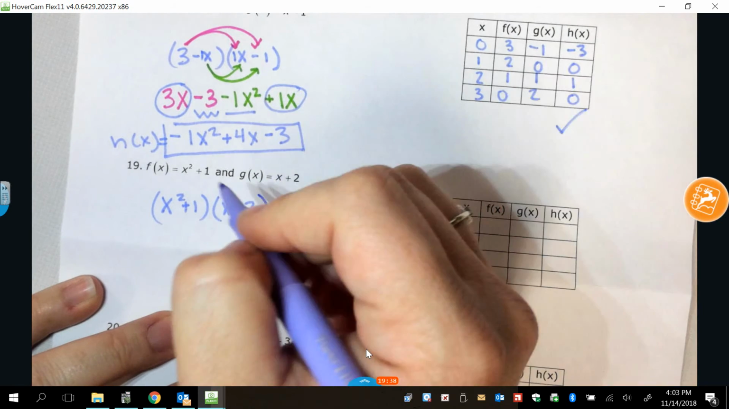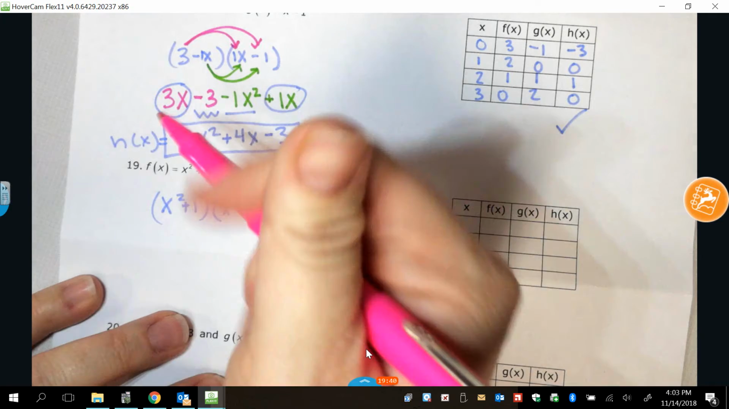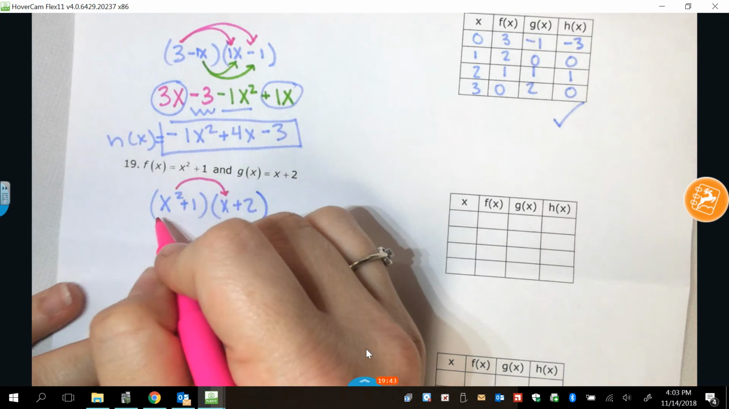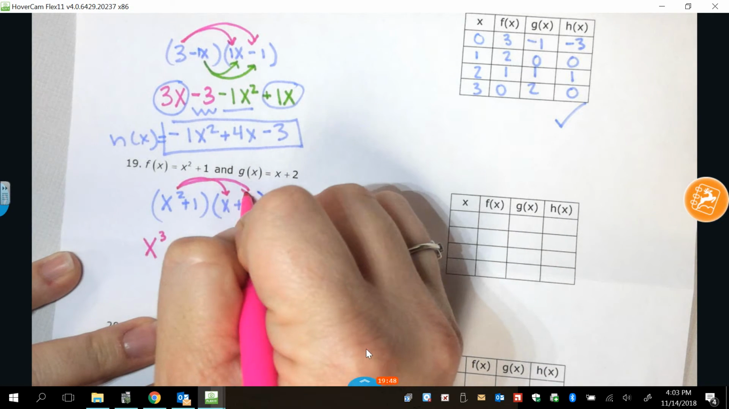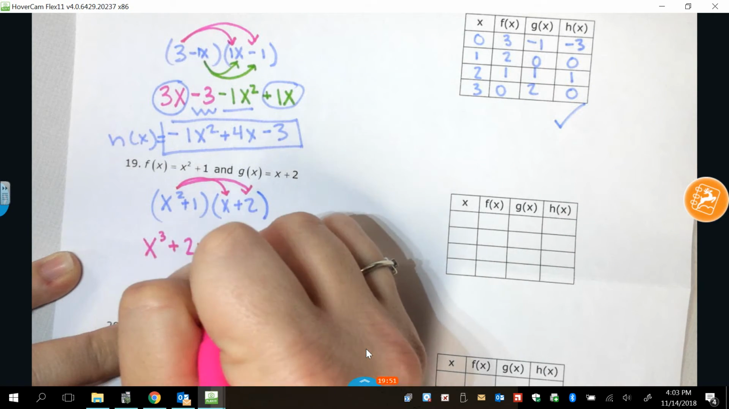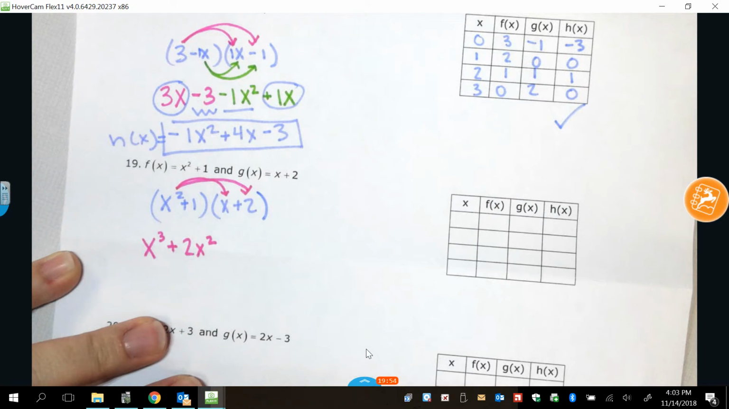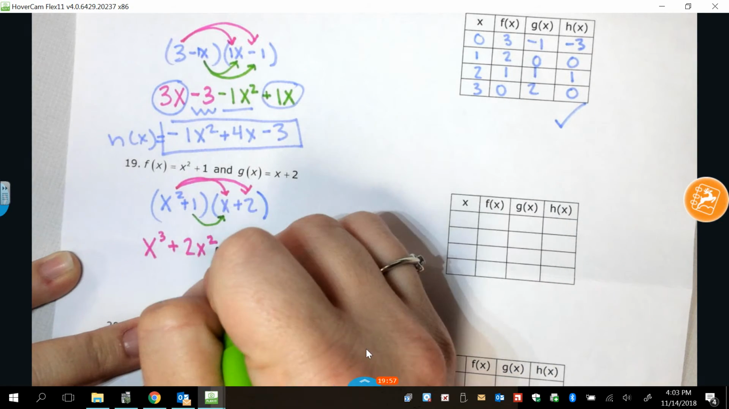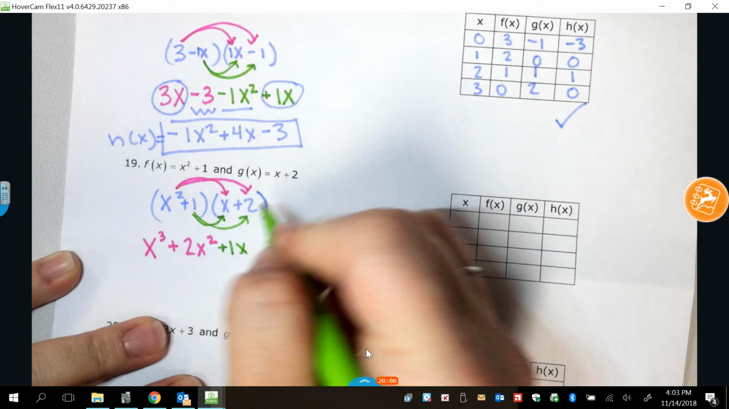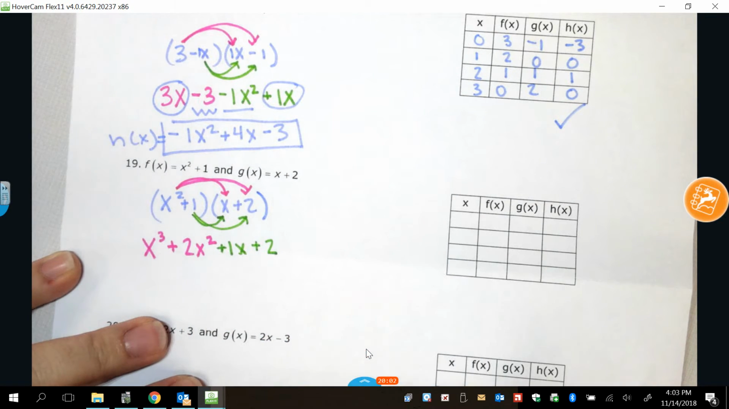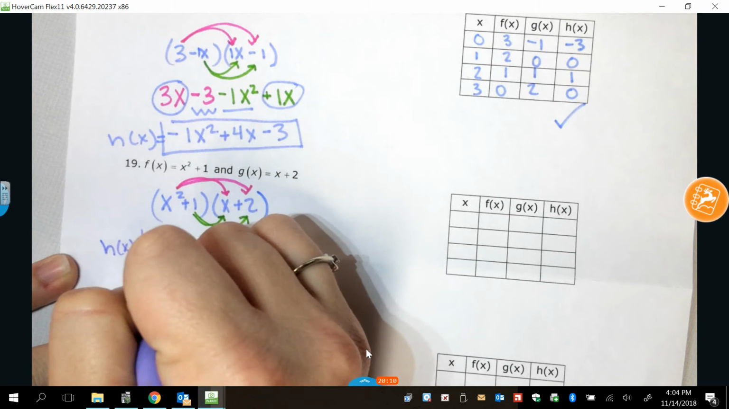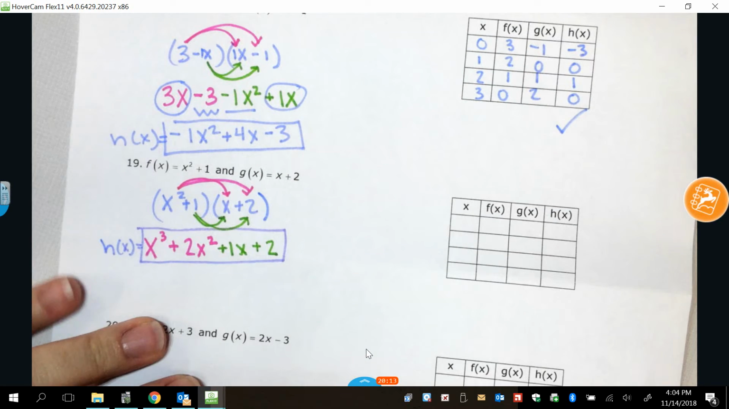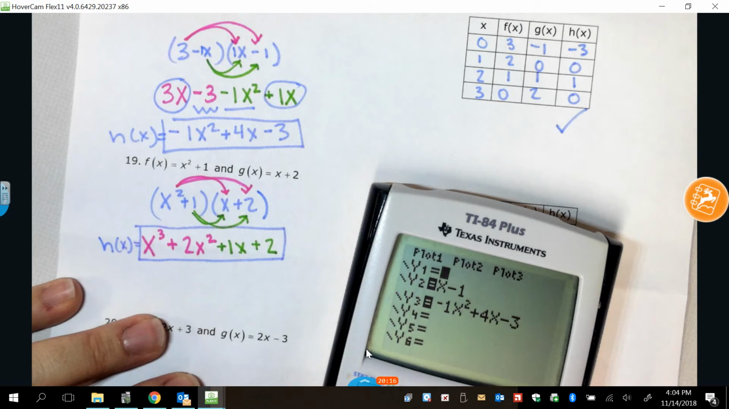So again, x squared plus 1, x plus 2. Okay, so again, I have x squared times x squared x, that's multiplying x 3 times. X squared times 2 is 2x squared, because there's no x's and that was x squared. Okay, 1 times x is just 1x. 1 times 2 is just 2. Okay, any like terms? I don't have any like terms, so that is my h of x. So again, type in my calculator.